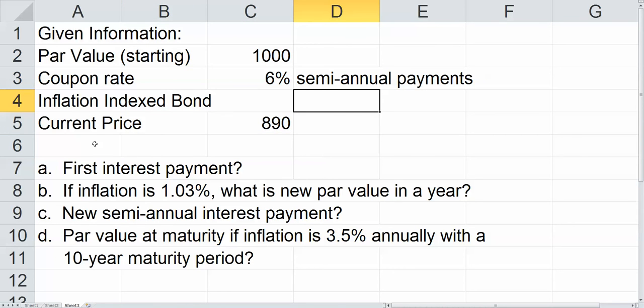The problem has 4 parts. The first question we're asked to answer is, what is the dollar amount of the first interest payment? And even though I have this set up in Excel, you can do this on a calculator.